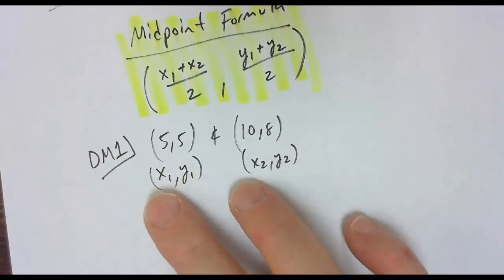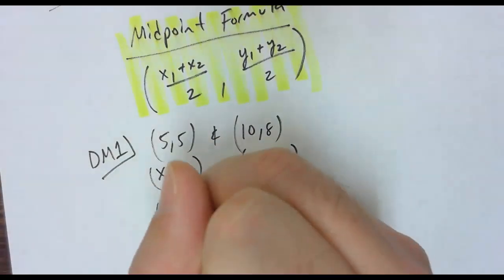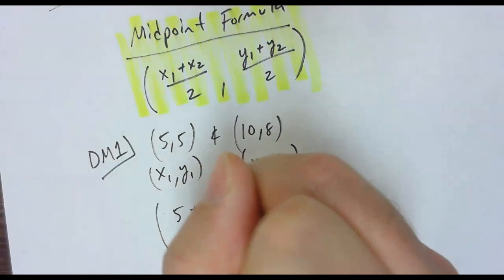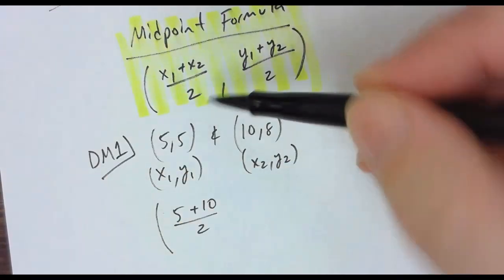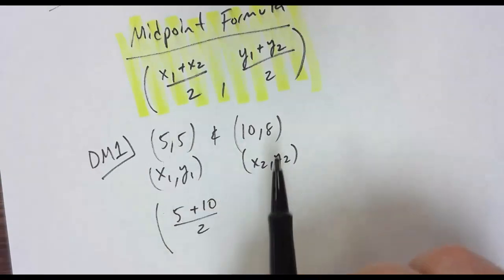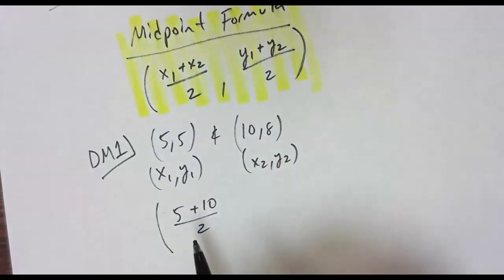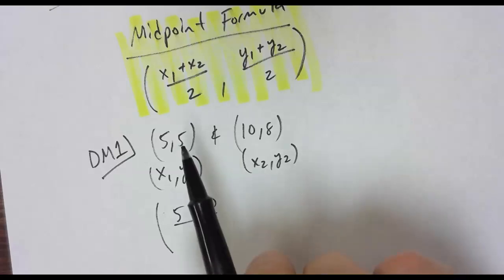We're going to add up the two x's. 5 plus 10 over 2. Adding up the two x's and dividing by 2 means we're going to say 5 and 10, and then divide by 2. Same thing with the y's, 5 and 8.